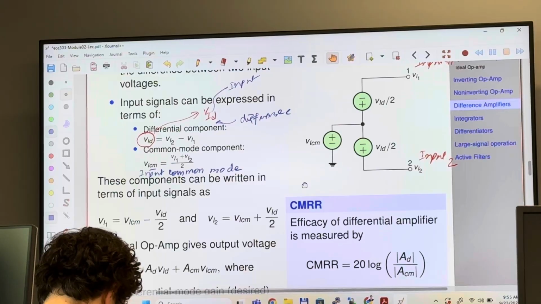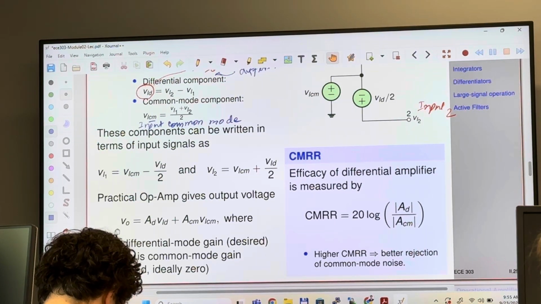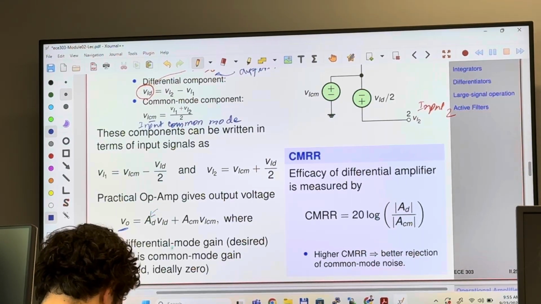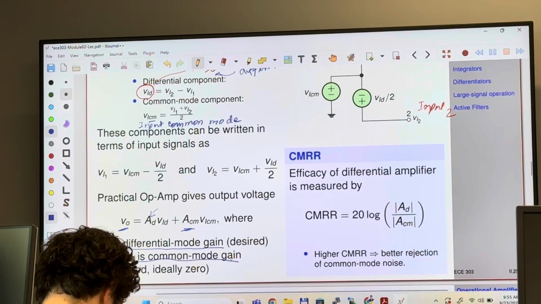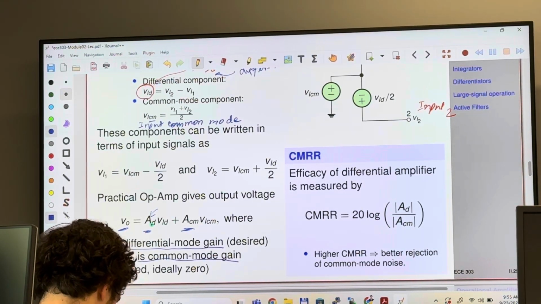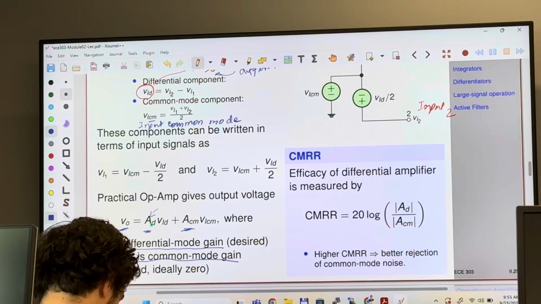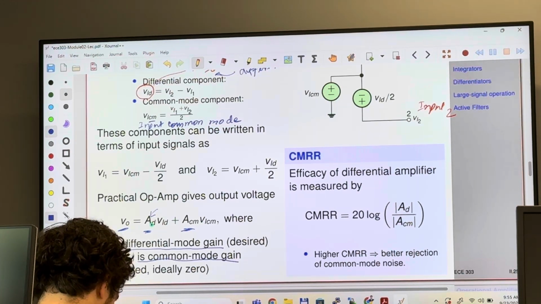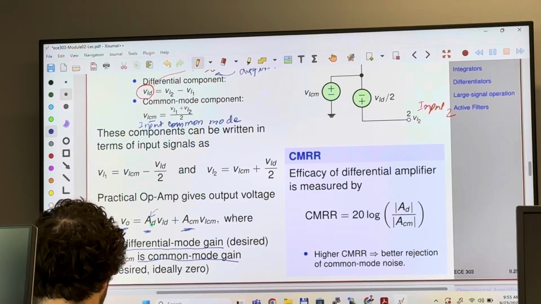The main idea here is the practical operational amplifier gives the output voltage. This output voltage is going to be the gain of the differential component, differential mode gain, and common mode gain. So this is the common mode gain, and this is the differential mode gain. In practical circuit, guys, we want differential gain, but we do not want the common mode gain. Okay? Ideally, this common mode gain has to be 0, but it is not 0. But we want to get rid of it.